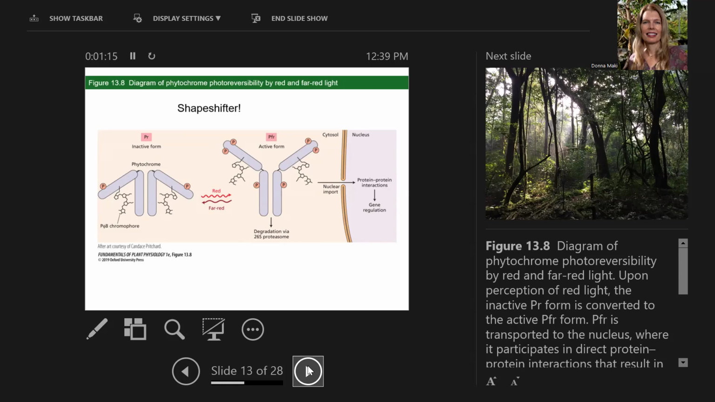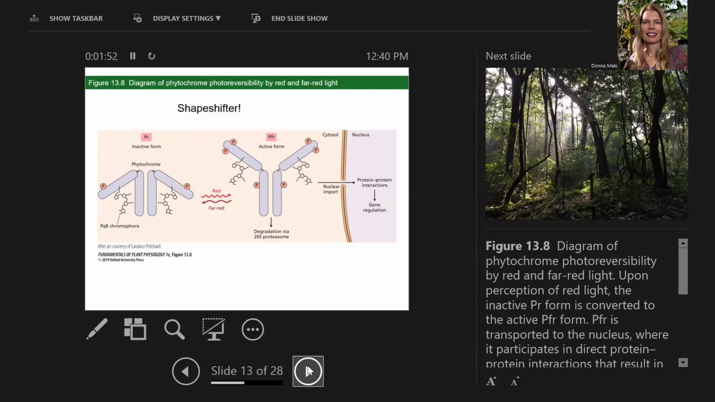And so the plant is assessing both. It's looking at the ratio. How much of the P sub R do I have? How much of the P sub FR? And that helps them determine how to behave under that certain environmental situation. And so they're really interested in this with regard to how it controls flowering of plants. Because of course, we're all very interested in the flowering of plants because that's what leads to the fruit production, or medicinal plants.